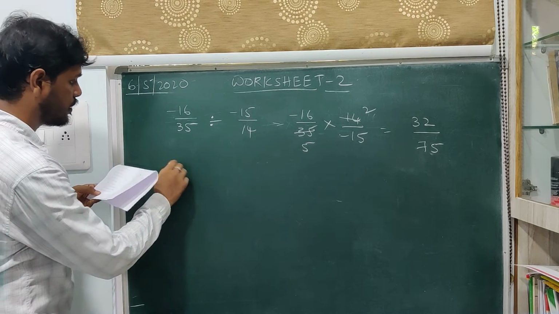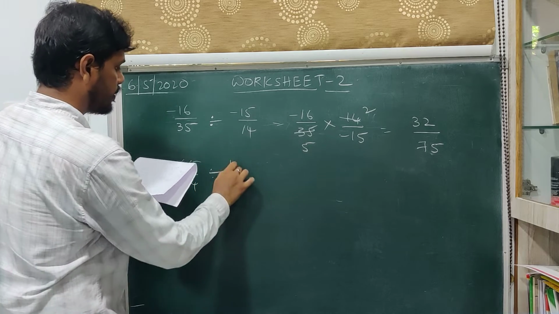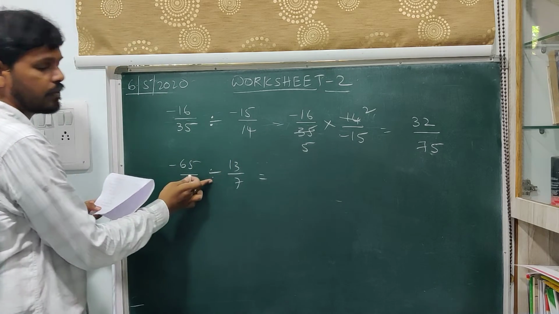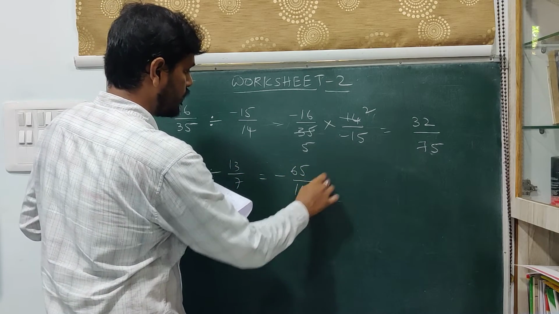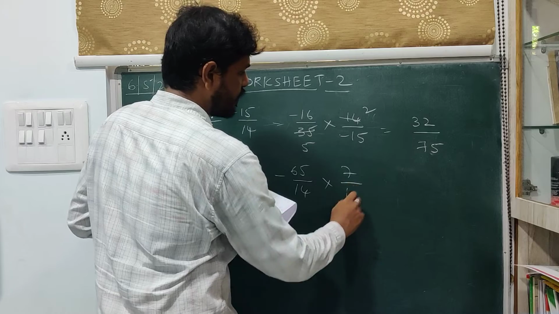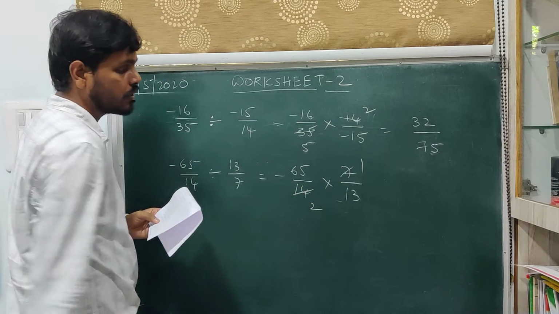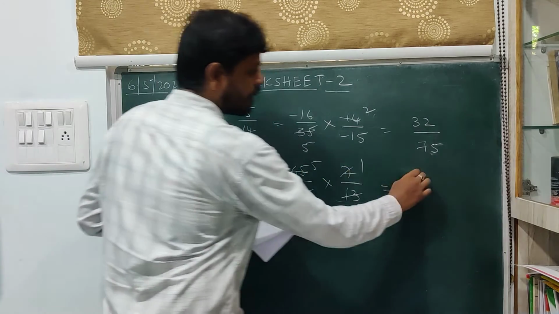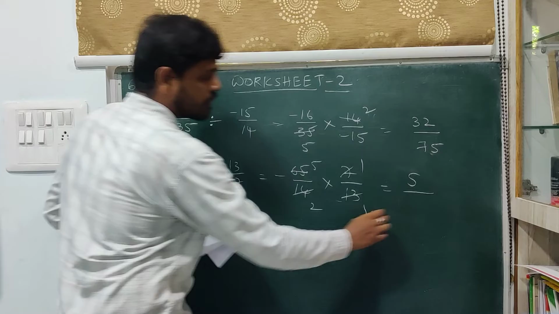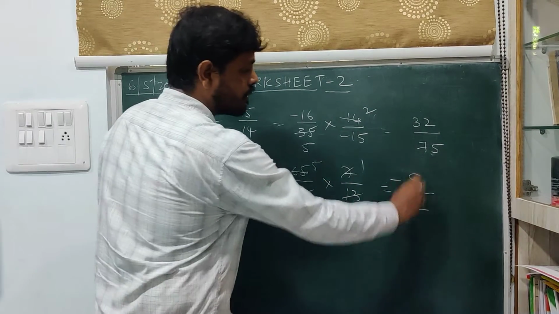Next, last one. Minus 65 by 14 divided by 13 by 7. Again convert this division into multiplication. Minus 65 by 14 into 7 by 13. So this is 7 1s are 7, 7 2s are 14, 13 1s are 13, 13 5s are 65. So this is 5 1s are 5 and 2 1s are 2. Negative, positive, different signs, so you will get a negative number.